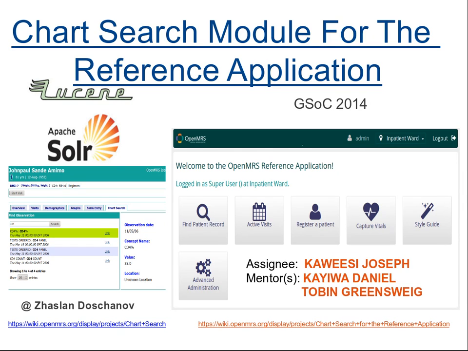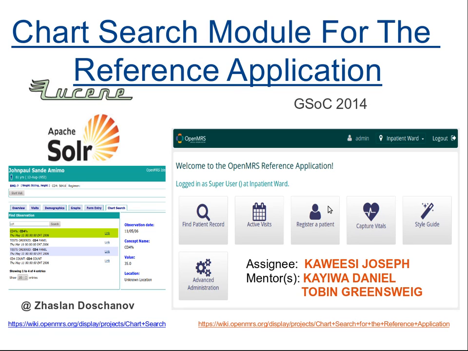And the aim of this project was basically to create a chat search module for the reference application, just as the title says. Just a brief background: last year, Dragons, during his Google Summer of Code for 2013, developed a chat search module for the legacy application. I've captured a simple screenshot here to demonstrate how it looked.